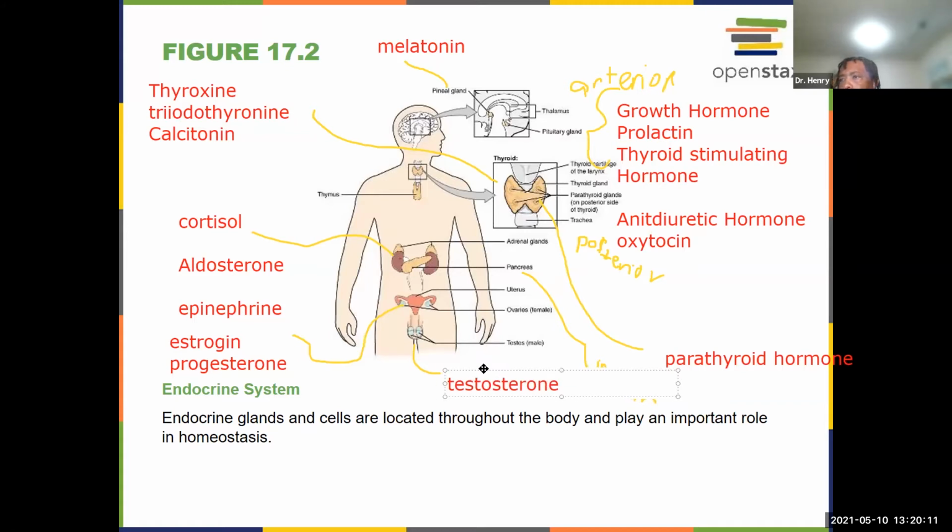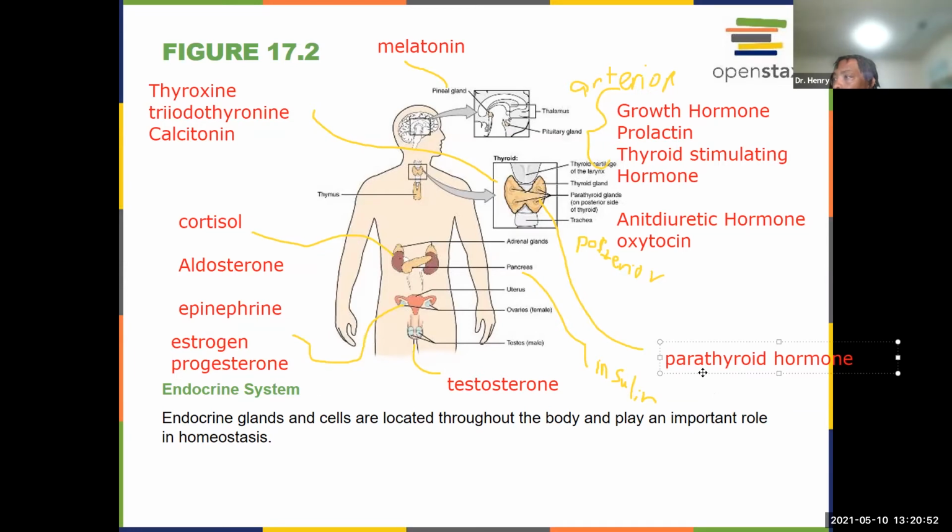testosterone. So we know that testosterone is responsible for making men men: sperm stimulation, sperm production, and also development. Estrogen, I misspelled that. Estrogen and progesterone are responsible for the making of women, and also preparing their body for childbirth.